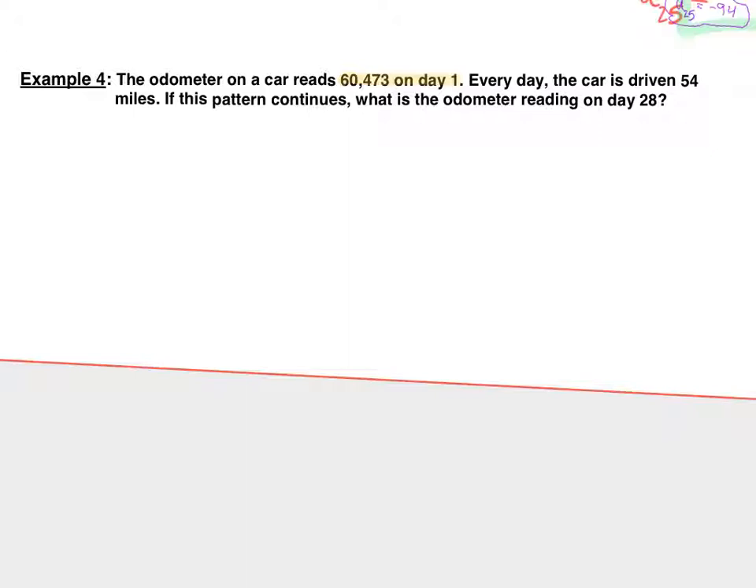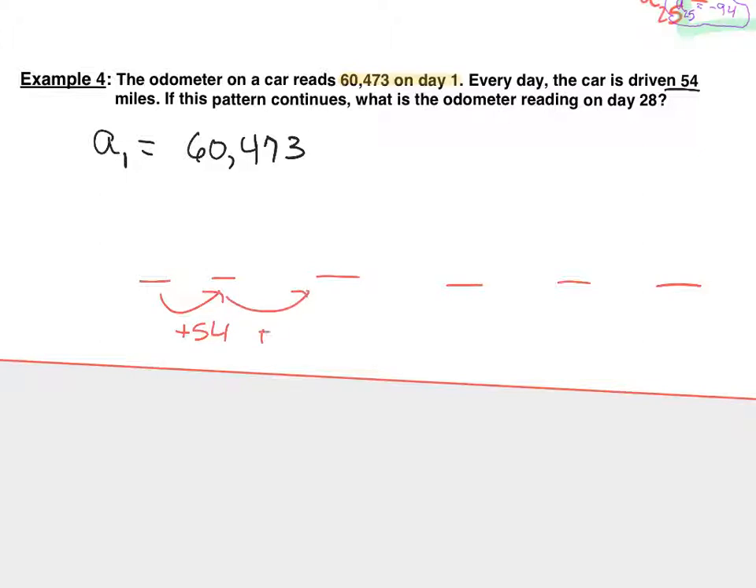Well, I could take the really long way, and I could say, if the first day, day 1, which we would call A1, is 60,473, you know that every day you're adding 54 to this number. So if you had a whole bunch of different days lined up, you would add 54, then add 54 to the next one, and so on. That would take a really long time to get to 28 days. So what you do is you plug it into the formula.